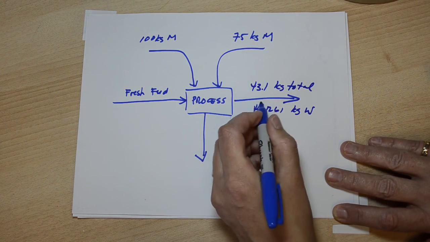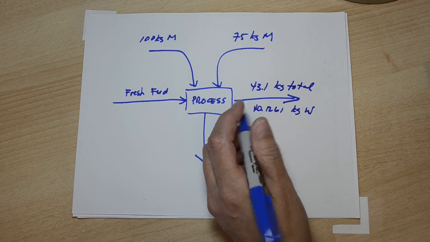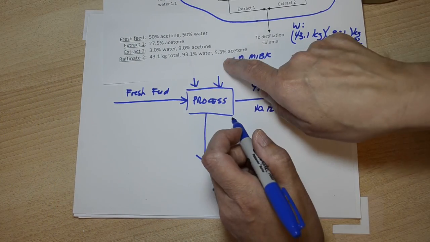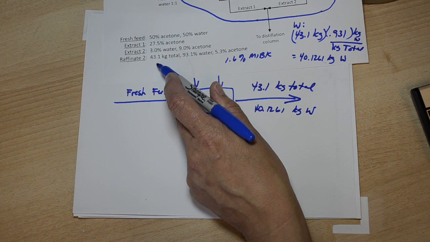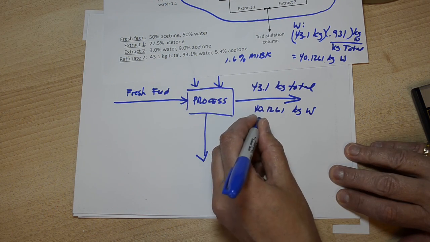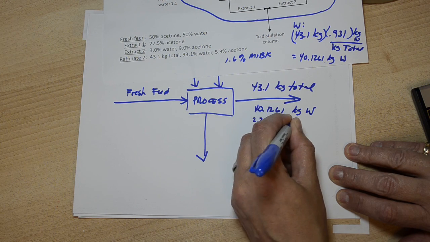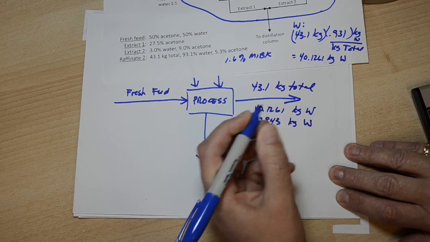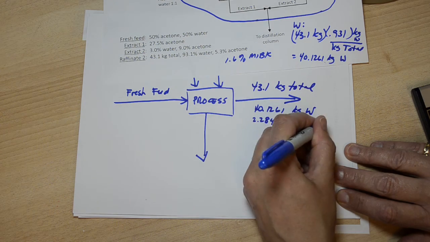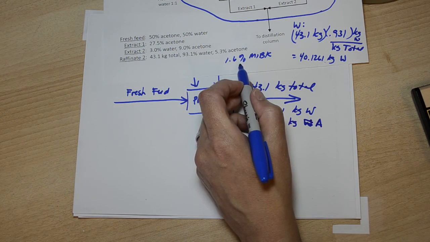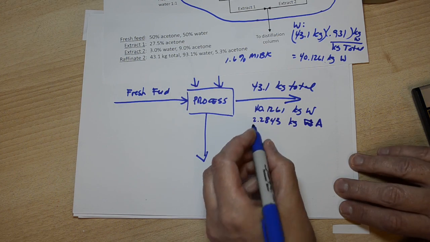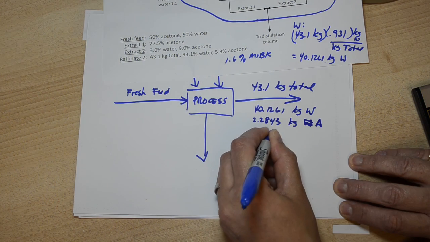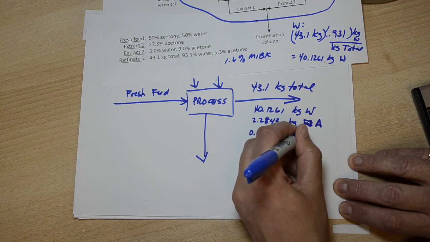And I'm going to do that same calculation for the other two components of the stream. 5.3% of 43.1 is 2.2843 kilograms of acetone. And then 0.016 times 43.1 is 0.6896 kilograms of MIBK.